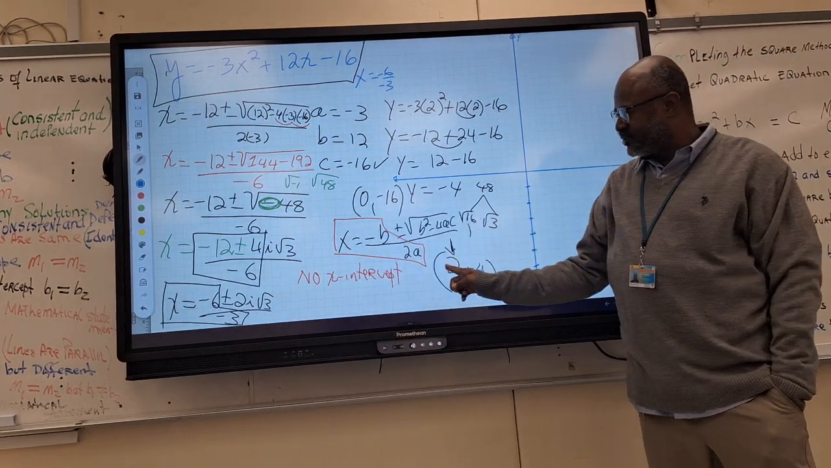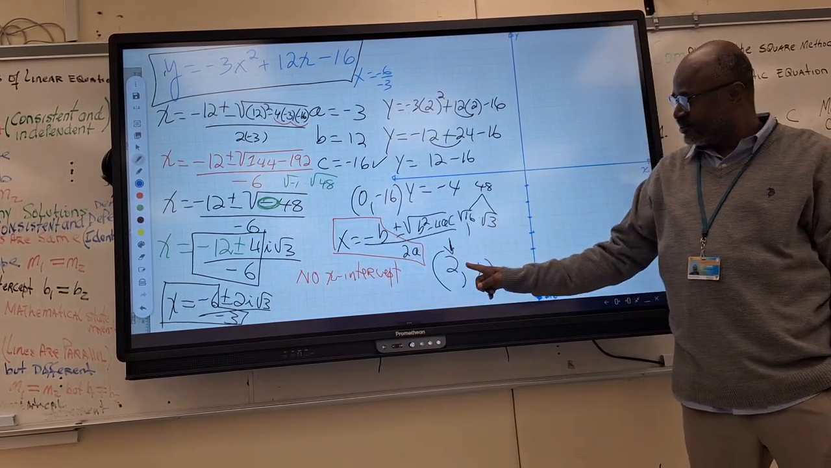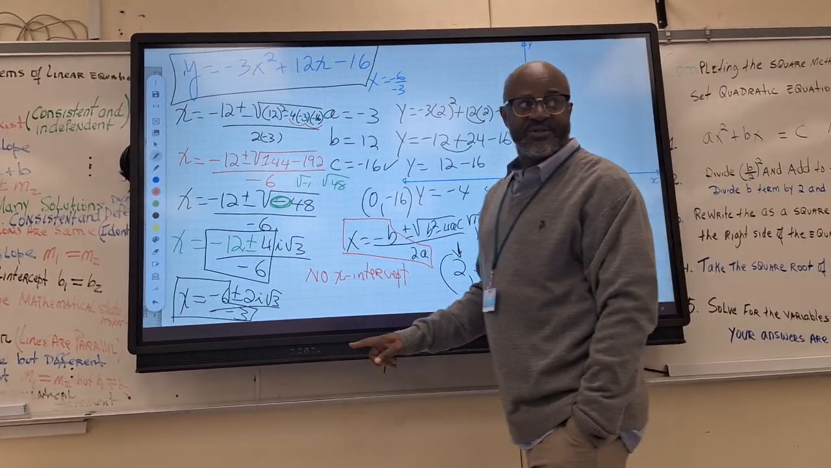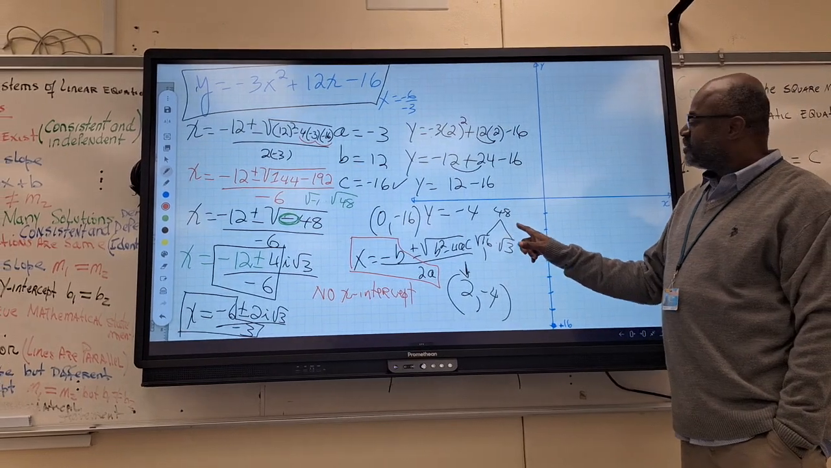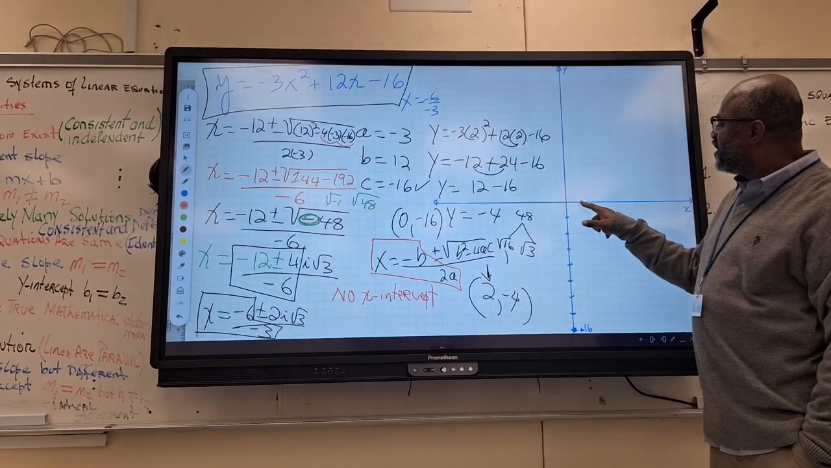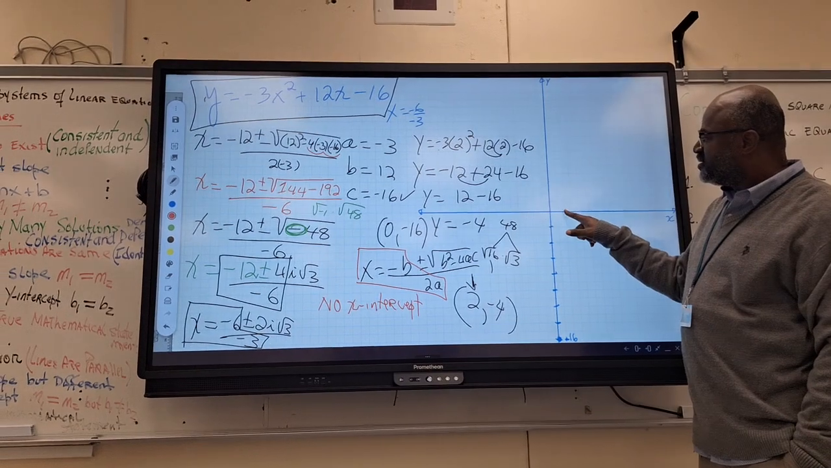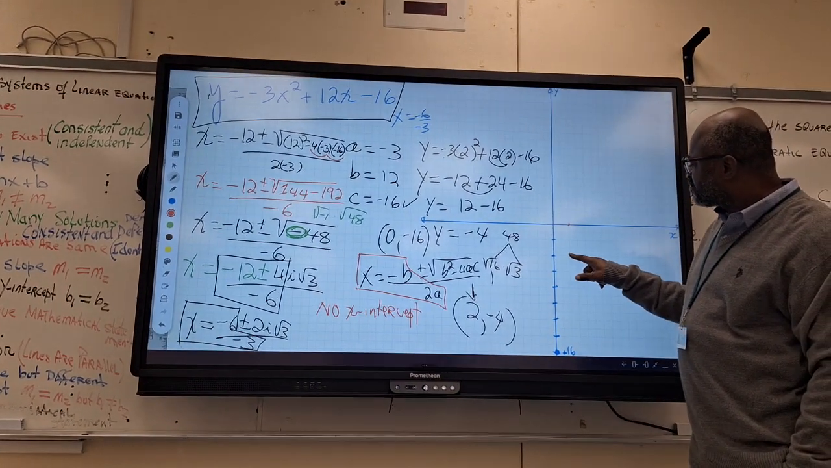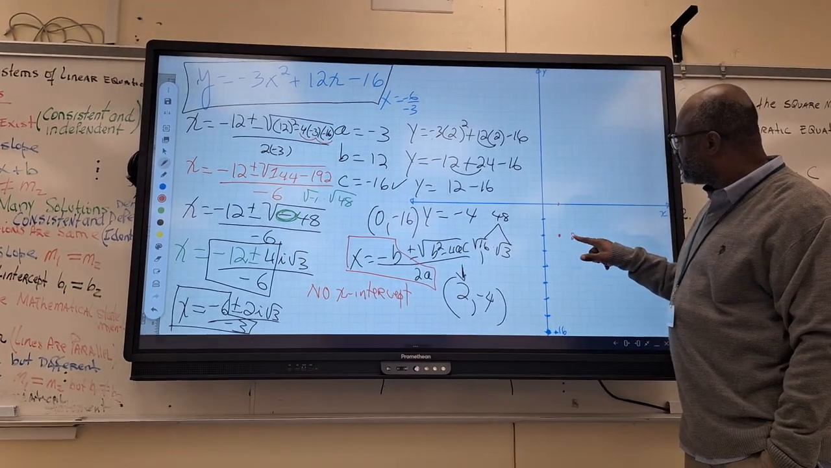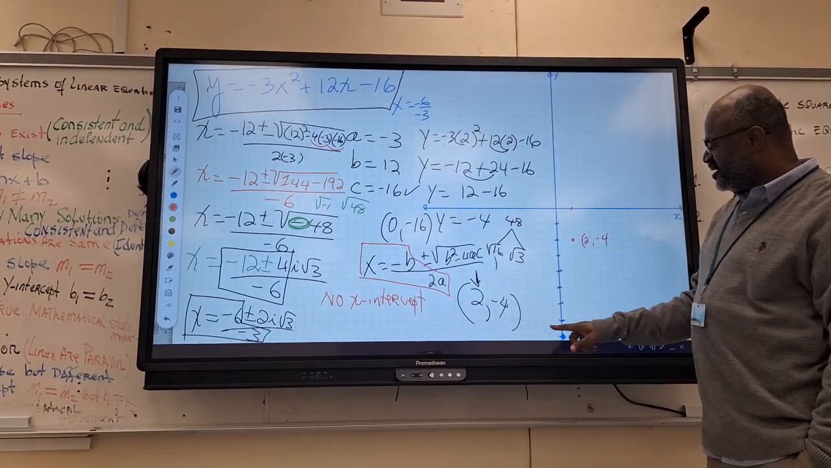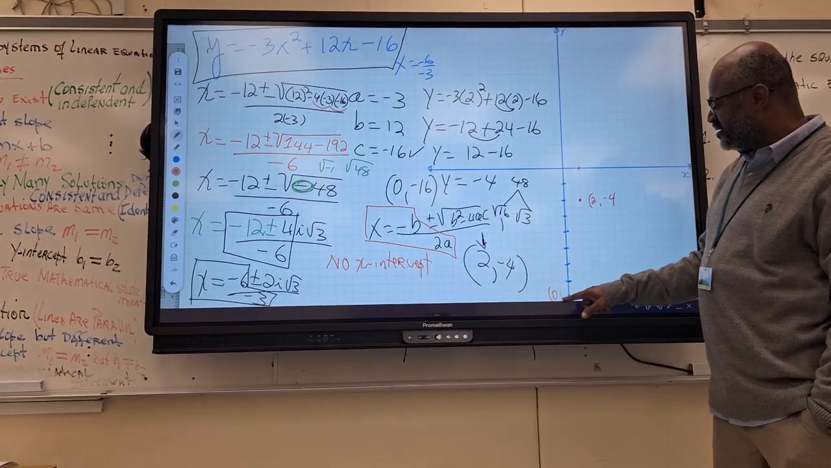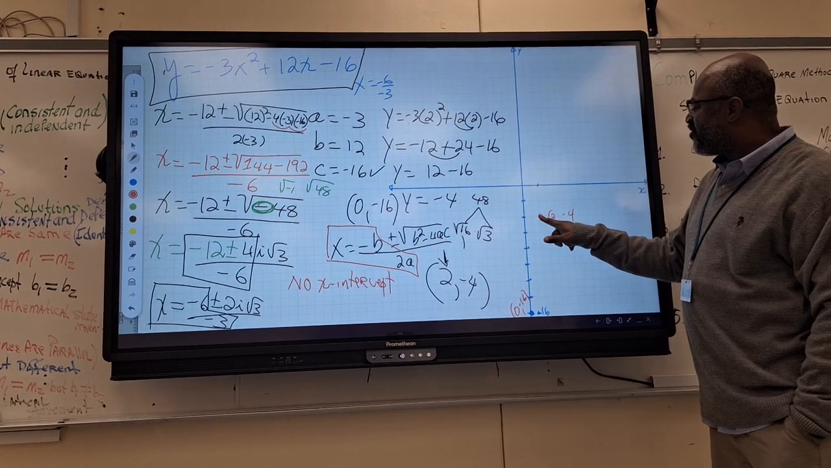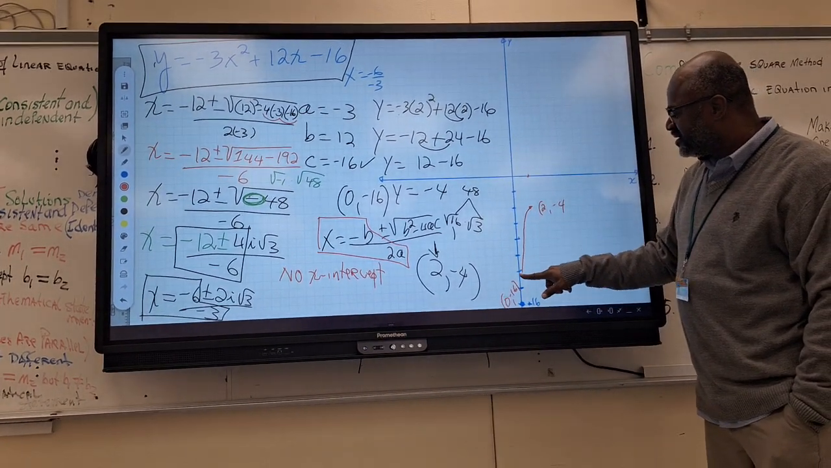My vertex is what? X is 2. What direction do I go? You go to the right 2 units, then you go down what? Negative 4. That will be this point here, (2, -4). This is (0, -16). So this is half of my graph, this one here.